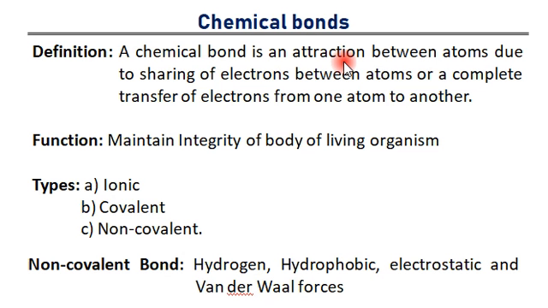Chemical bond can be defined as an attraction between two atoms due to the sharing of electrons between atoms or a complete transfer of electron from one atom to another atom. The function of chemical bond is that it maintains the integrity of the body of a living organism.